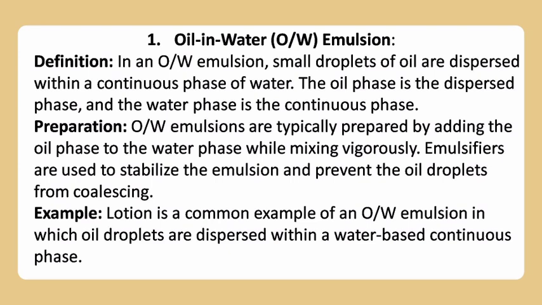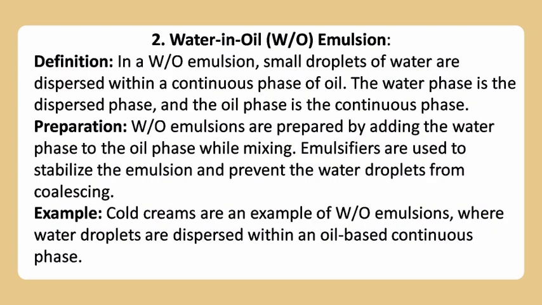First, oil in water emulsion. Definition. In an oil in water emulsion, small droplets of oil are dispersed within a continuous phase of water. The oil phase is the dispersed phase, and the water phase is the continuous phase. Preparation. Oil in water emulsions are typically prepared by adding the oil phase to the water phase while mixing vigorously. Emulsifiers are used to stabilize the emulsion and prevent the oil droplets from coalescing. Example, lotion is a common example of an oil in water emulsion in which oil droplets are dispersed within a water-based continuous phase.